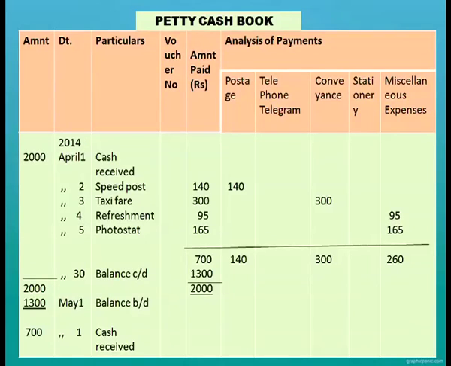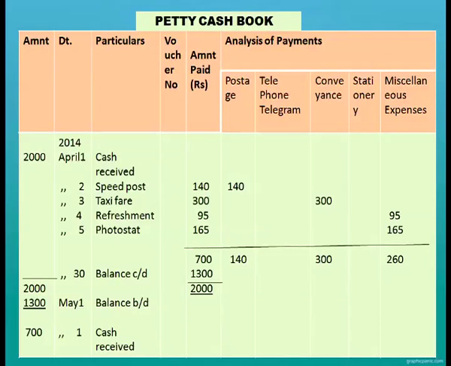One more petty cash book. Here also cash received is 2000. We have met expenses for speed post 140. So in the postage I have written. Taxi fare in the conveyance column I have written. Refreshment I have written in the miscellaneous expenses. Photostat 165 rupees in the miscellaneous column.